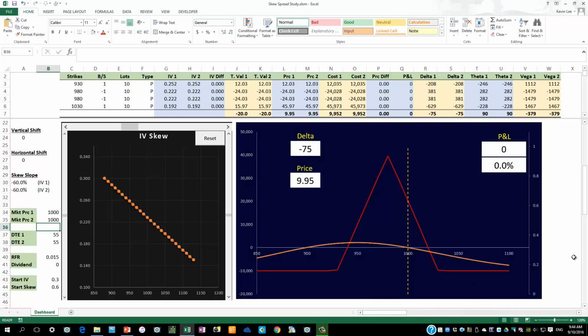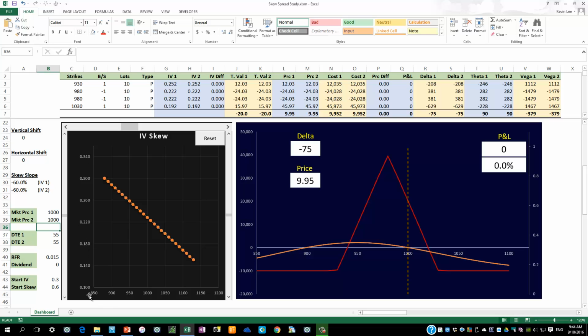Okay, now you're looking at the Excel tool. It's not the best looking UI, but it works. What you see here are two gadgets. One on the left is the IV skew, and this is a P&L graph of the spread. Let's just look at this IV skew first. Now this IV skew is shown here.